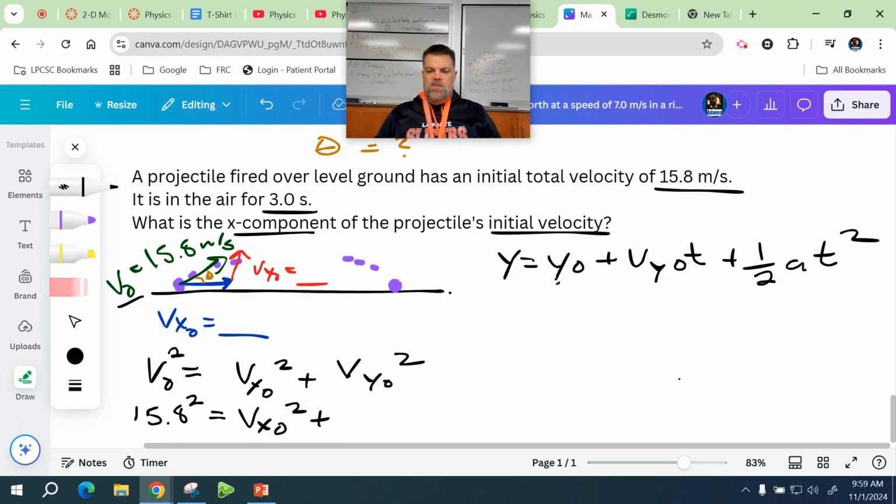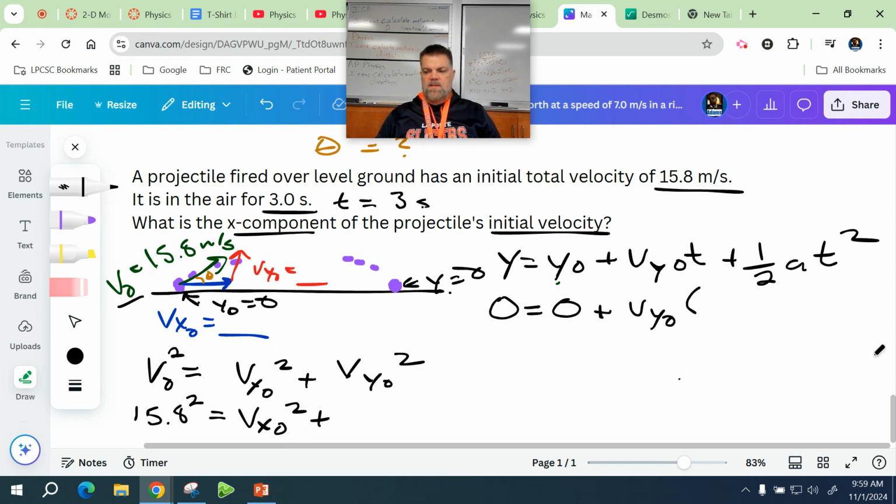All right, so then the initial y position is 0. The final y position, in other words, what is the height here? Y equals 0. Y naught equals 0. Plus the initial y velocity times the time. Well, we said that the time was 3 seconds. So this is going to be 3 plus 1/2 times the acceleration. Acceleration due to gravity is negative 9.8 meters per second squared. And then that is times 3 squared.